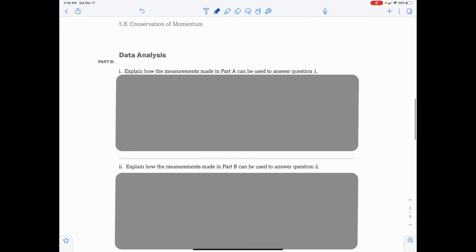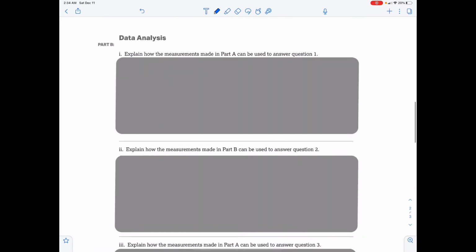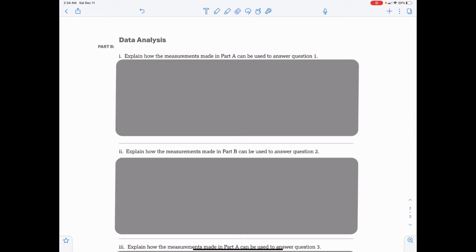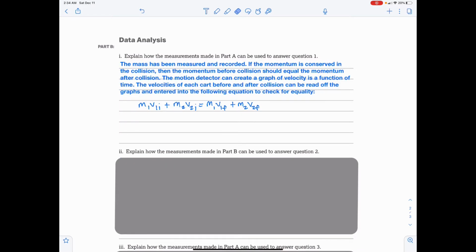Part B. 1. Explain how the measurements made in Part A can be used to answer the question. The mass has been measured and recorded. If the momentum is conserved in the collision, then the momentum before the collision should equal the momentum after the collision. The motion detector can create a graph of the velocity as a function of time. The velocities of each cart can be measured before and after the collision, and they can be read off the graph and entered into the following equation for equality to see if momentum beforehand equals momentum after.